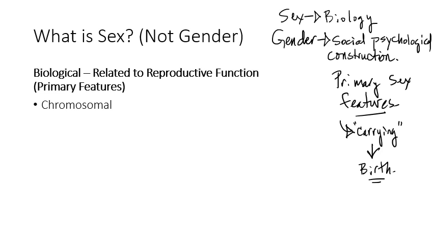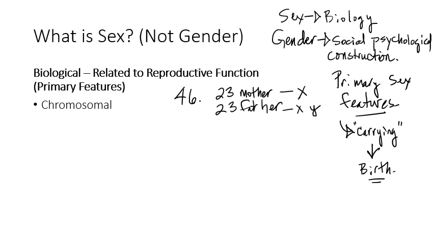Number one, it could refer to our chromosomes. So humans, we have 46 chromosomes. We get 23 from our mother, and we get 23 from our father. Okay, so 23 from mom, 23 from dad. Mom always passes on X chromosomes. Dad can pass on an X or a Y chromosome.